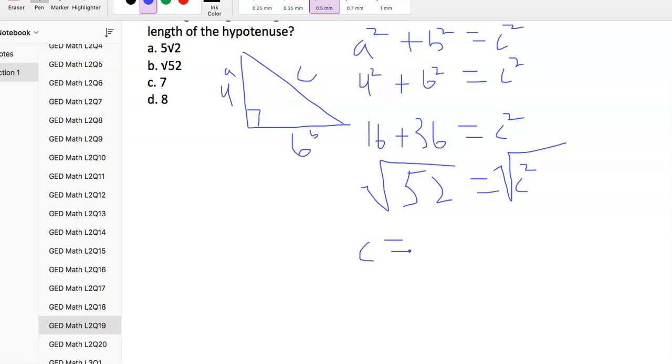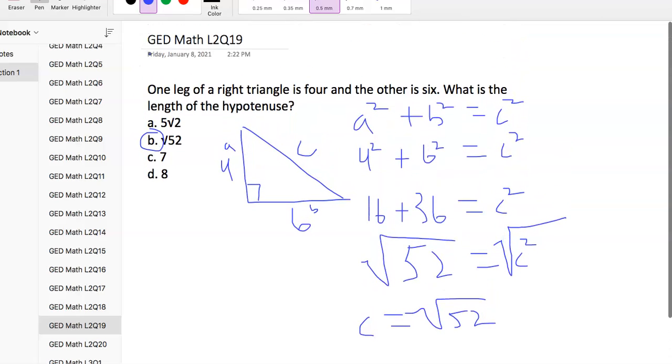C is the square root of 52. There we go, right there. Answer choice B is the square root of 52, and that is our answer. Okay, so that gets us to the end of the 19 questions for the level 2 GED math practice test.